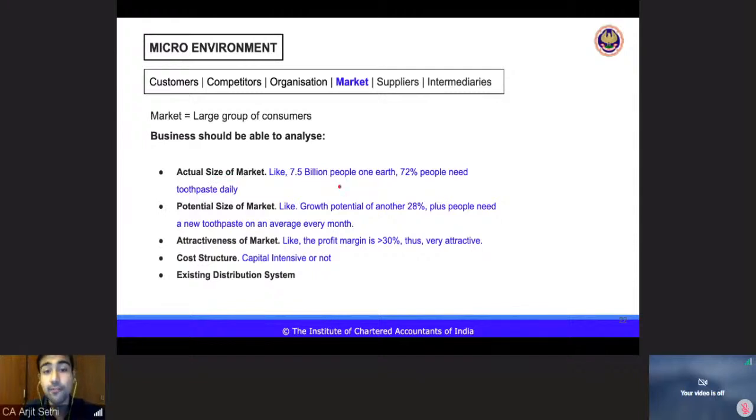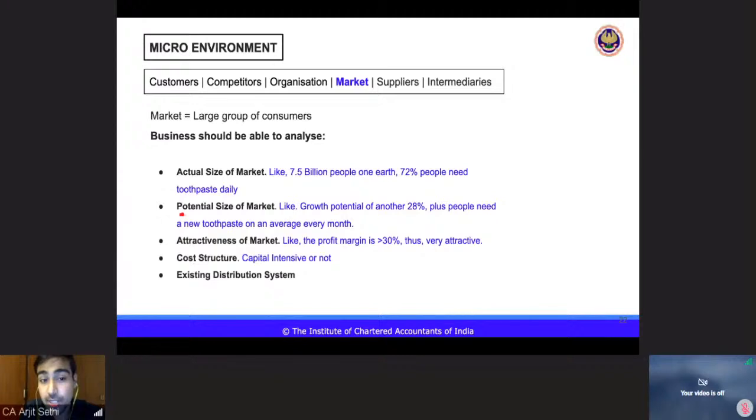Like there are 7.5 billion people on earth and 72% of people need toothpaste daily, right? So what is my market? 72% of 7.5 billion people are my actual market. If I'm talking about the toothpaste industry, 72% of people are the actual market. That is the market size.